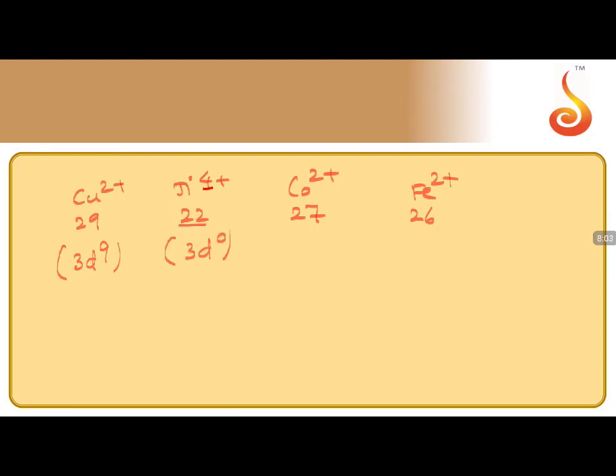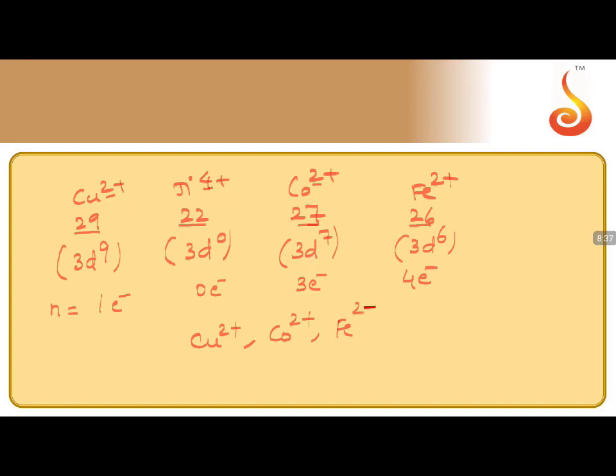2 plus 2 is 4, 4 minus 4 is 0. 2 plus 9 is 11, 11 minus 2 is 9. Here 2 plus 7 is 9, 9 minus 2 is 7, 3d7. And iron 2 plus, 6 plus 2 is 8, 8 minus 2 is 3d6 configuration. So here you have the number of unpaired electrons will be 1 electron, here you will have 0 electrons, here you have 3 electrons, here you have 4 electrons. So you have copper, Co2+, and Fe2+. These are the species which have unpaired electrons.